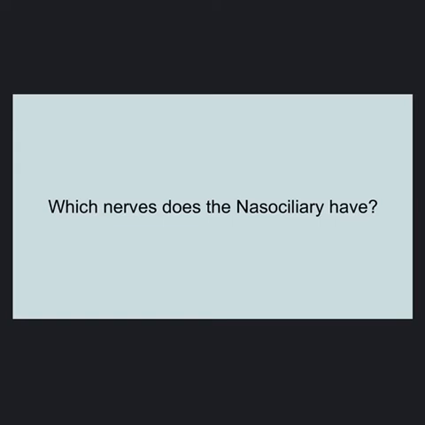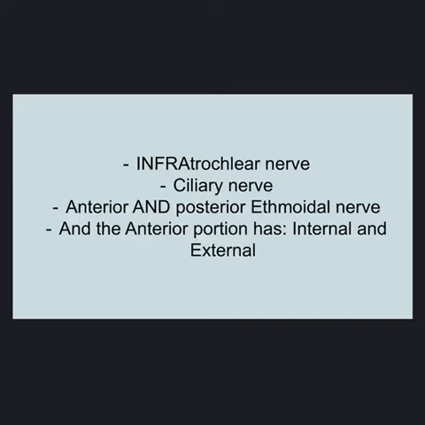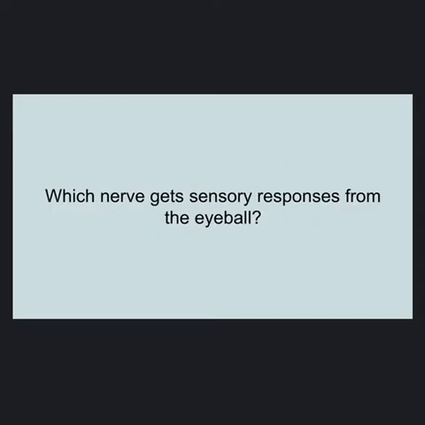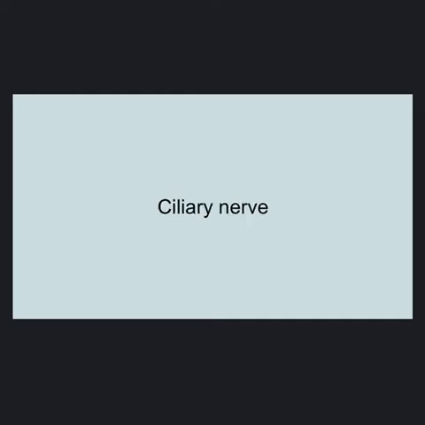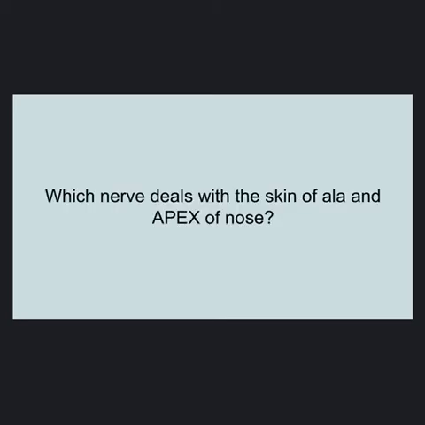Which nerves does the nasociliary have? Remember, this is the spoiled one, so there's an extra one that you don't want to forget. The nasociliary has the infratrochlear nerve, ciliary nerve, anterior and posterior ethmoidal nerve, and the anterior portion has the internal and external. Which nerve gets sensory responses from the eyeball? Remember when there's an eyelash in your hair and it irritates you, it gets on your nerves? That's the ciliary nerve.